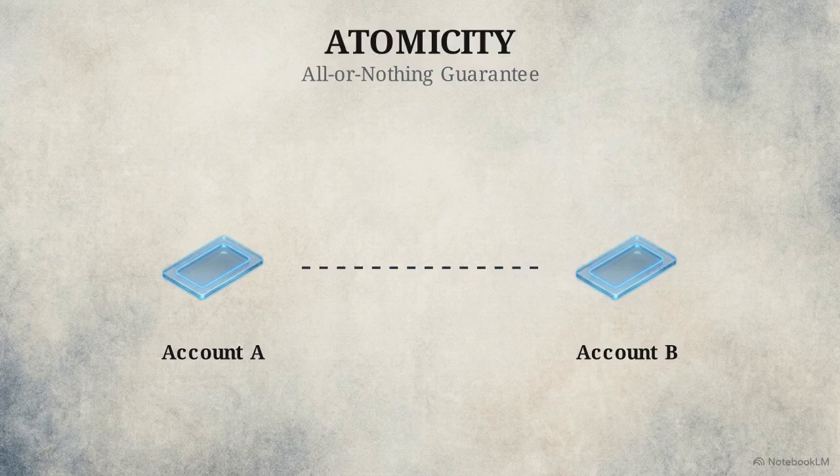An operation is all or nothing. If a bank transfer starts but the system crashes halfway through, it rolls back. The data returns to its start. Alternatively, if successful, it is written permanently. There is no middle ground.